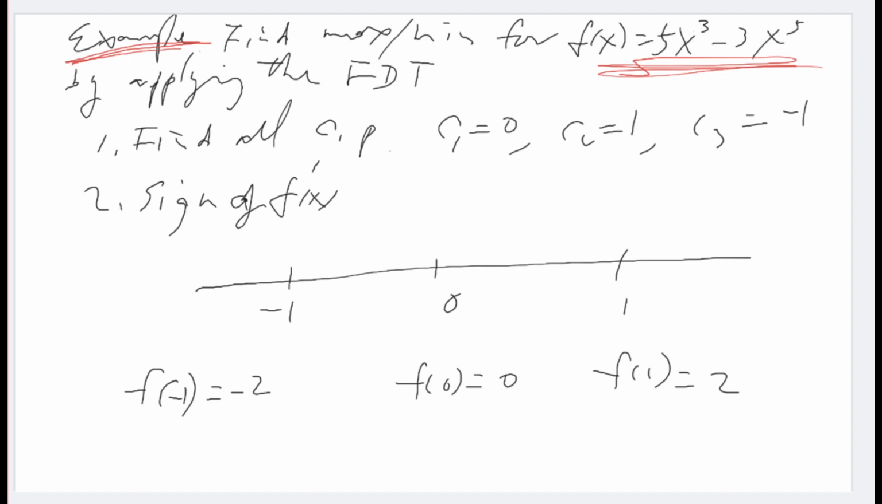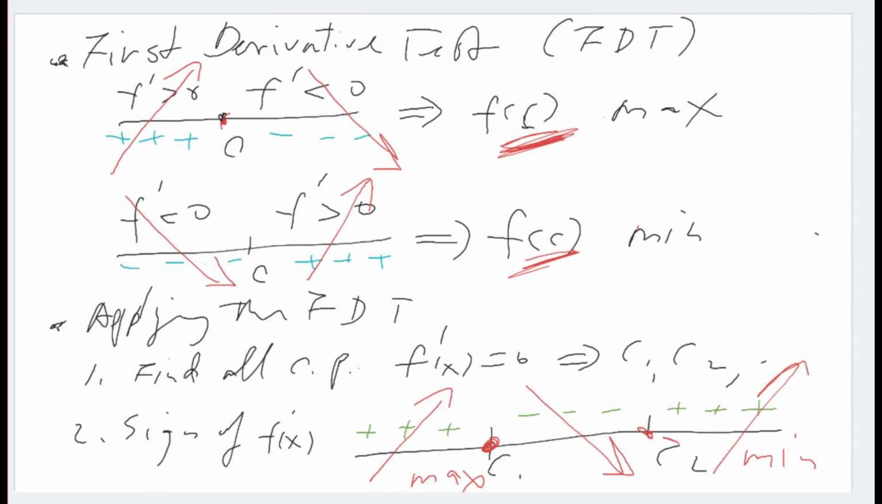So again, let's follow the steps I just explained. First, find our critical points. We already did that. Okay, so just to refresh your memory, we find the derivative f prime, set it to 0 and solve, and we find all those critical points. Then create a sign chart. Along the number line, you mark the critical points, -1, 0, 1. And then you do a sign chart, which we did.